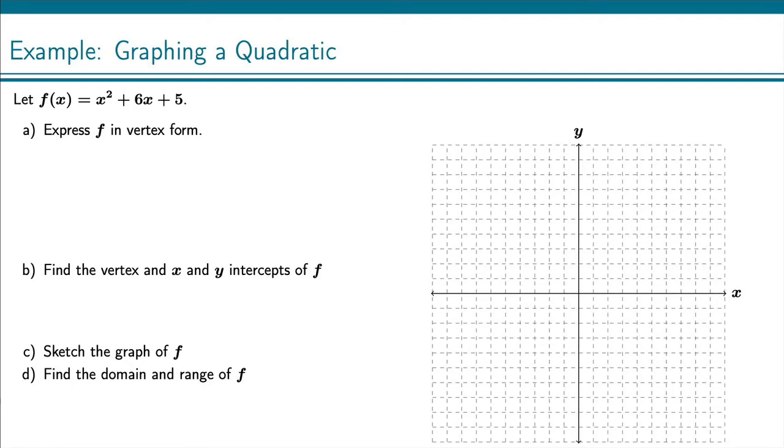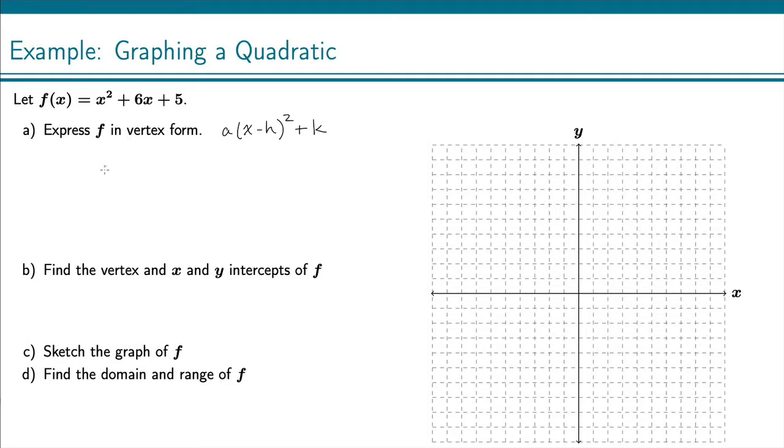Let f of x equal x squared plus 6x plus 5. We would like to express this function in vertex form. In other words, we'd like to write this as a times (x minus h) squared, and then plus k. To do that, when we're given this form here, we need to complete the square.